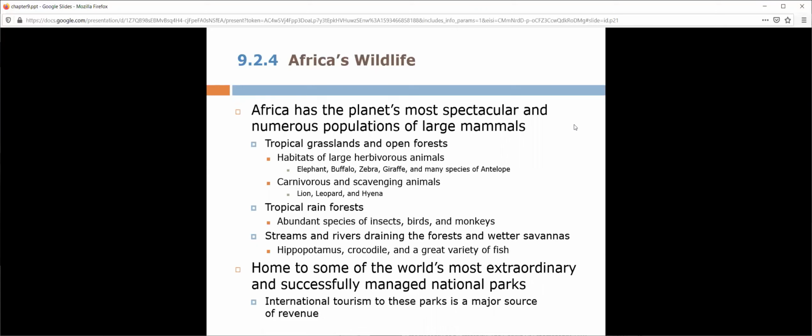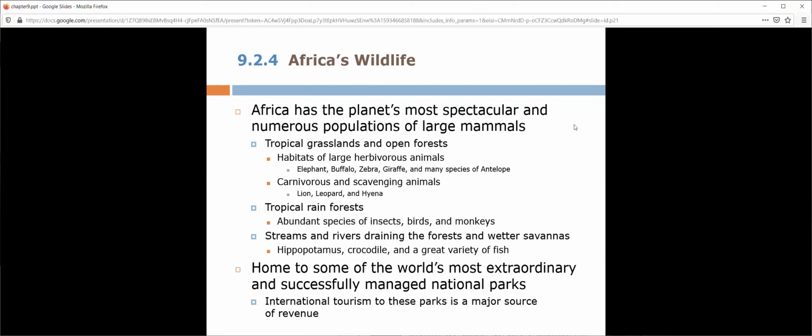You also, when you get in the rainforest, you get its own distinct blend of animals. Your panthers, your various monkeys, your bright colored birds, your ridiculous looking insects. And then, of course, the streams and rivers and what have you have a third distinct, very unique biome there: crocodiles, hippos, weird fish, right? This is home to some of the world's most extraordinary and successfully managed national parks.